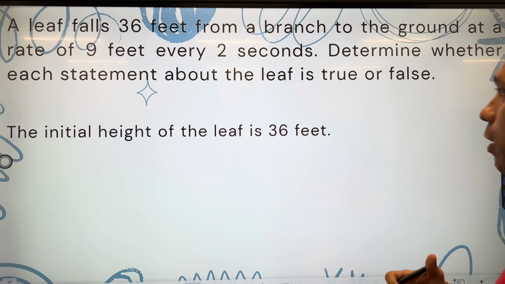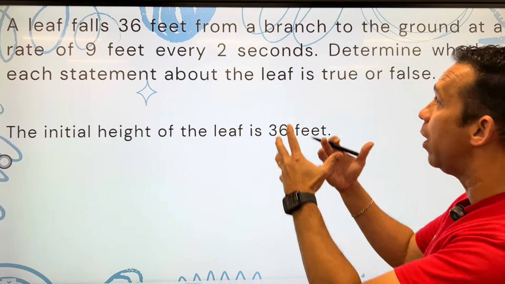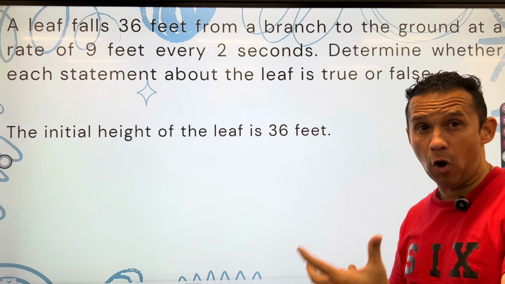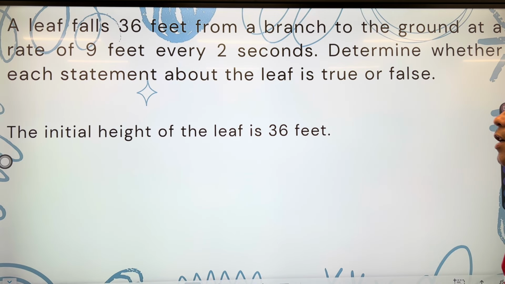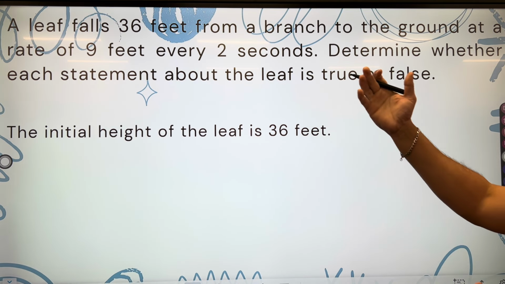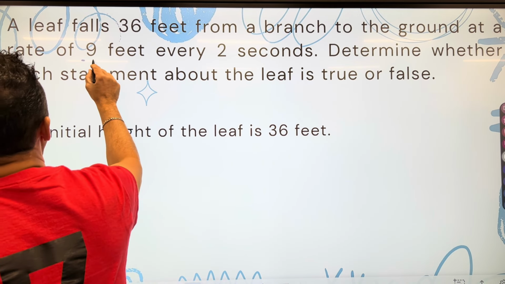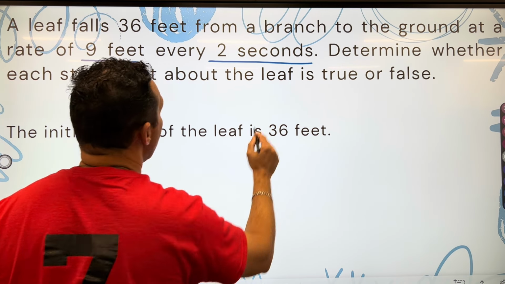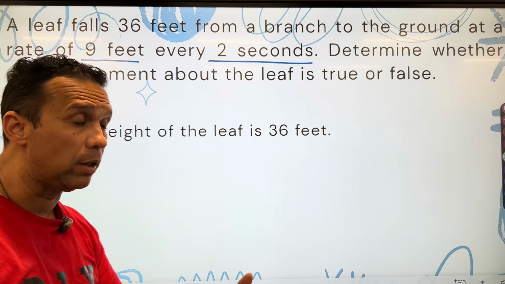Now we're gonna check this question and see if it's true or false. Any statement about the leaf that's falling from a 36 feet height. So it's falling from 36 feet high, and then it goes 9 feet every 2 seconds. The most important thing is reading it correctly.